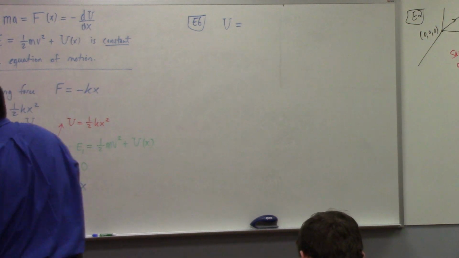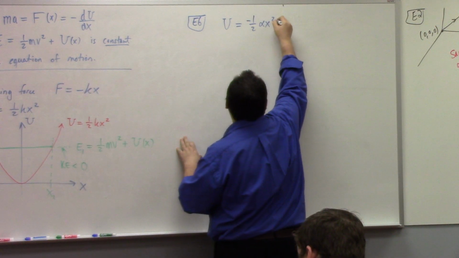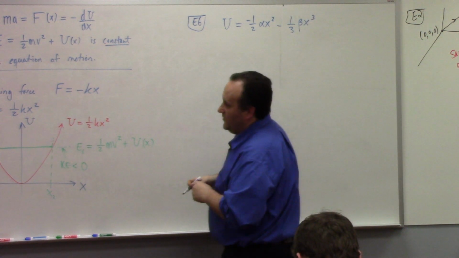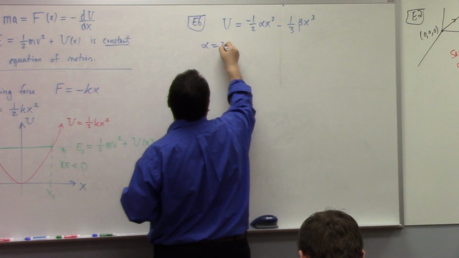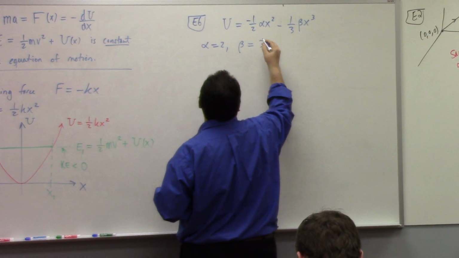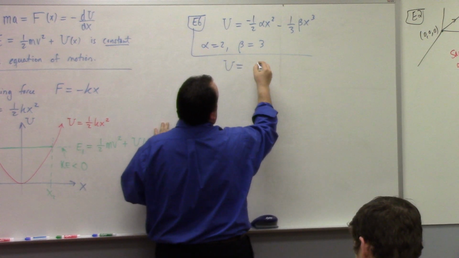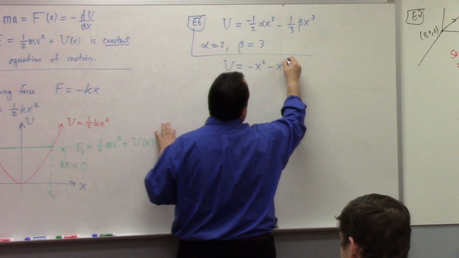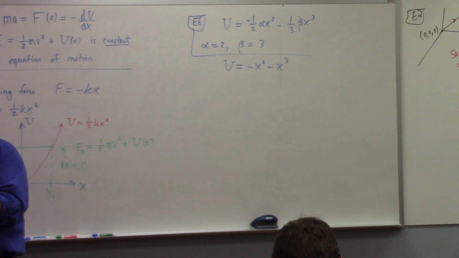I said minus 1/2 alpha x squared minus 1/3 beta x cubed, yeah? And what did I do for us? I put alpha equals 2, and I put beta equals 3, which is kind of friendly, because that makes U equal to what? Minus x squared minus x cubed, which means there's hope for us graphing this, yes?